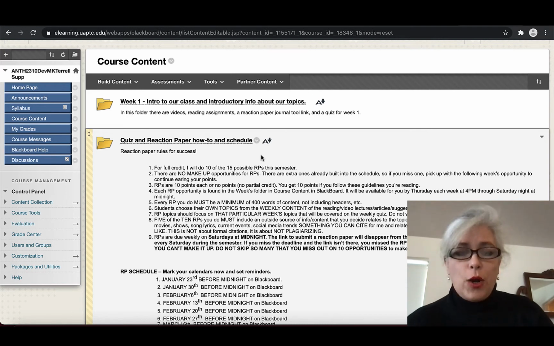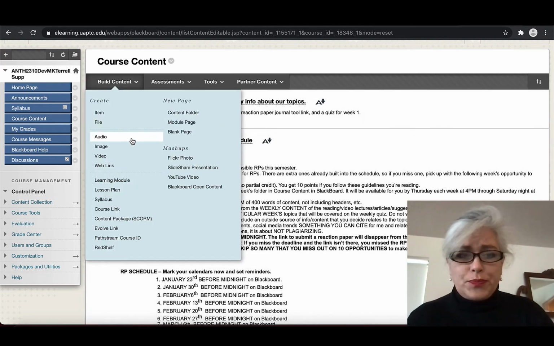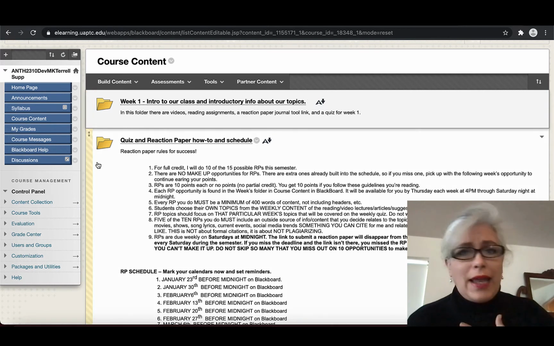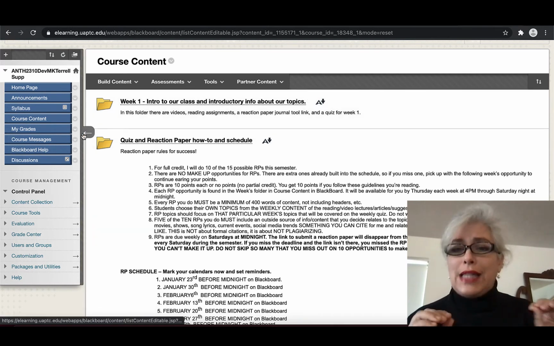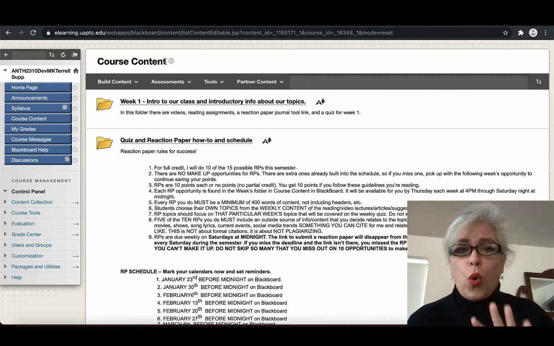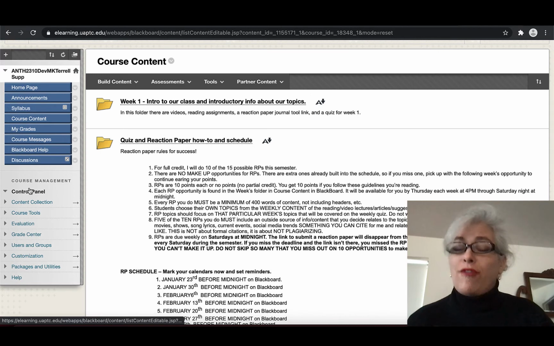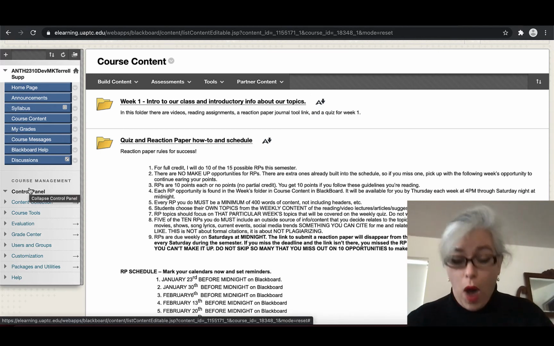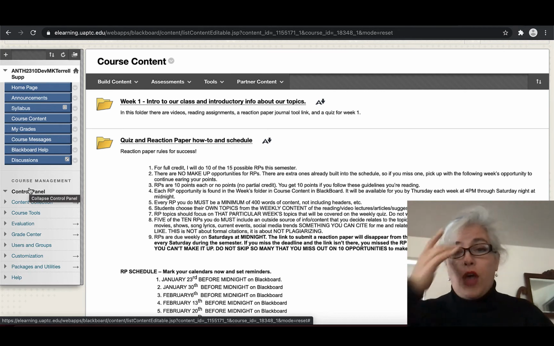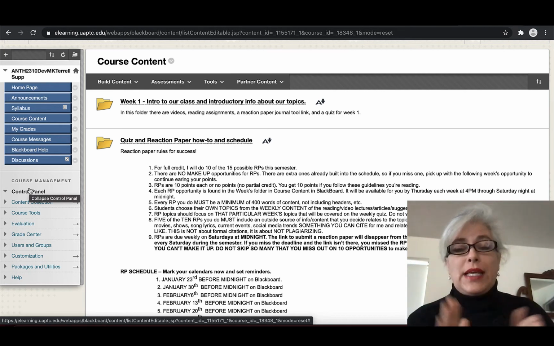Okay, so what you're looking at here is not our class. Our class is going to look slightly different than this, but I'm looking at course content under Blackboard. When you access Blackboard, there's going to be stuff on our homepage that is required. The university requires me to put certain things on the homepage, so you always have it at your fingertips, like the syllabus and the course schedule, the textbook information if we have it, all that kind of stuff.